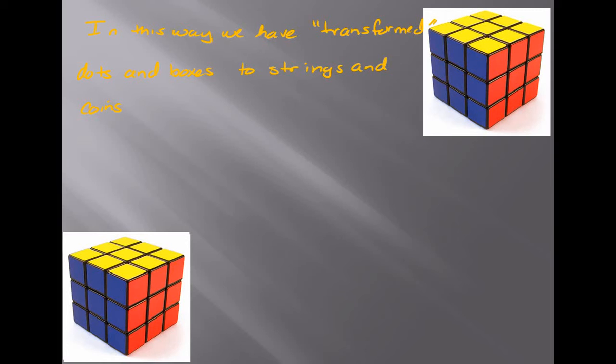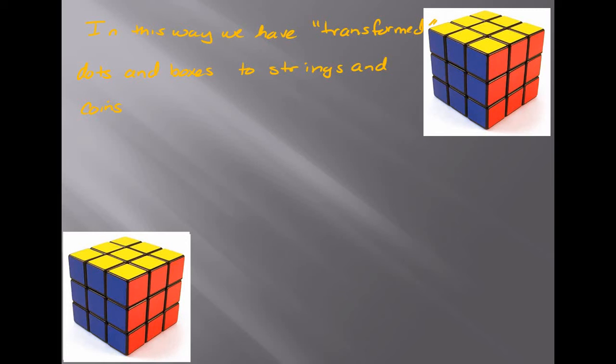So this is a great example of what it's about. The way they're going to prove things about dots and boxes is to go to strings and coins, because using strings and coins is going to be a lot easier to visualize what's happening. Any move that you make on the strings and coins has an equivalent move in the dots and boxes. It's really the same game.